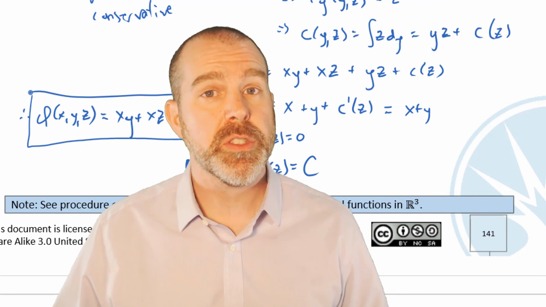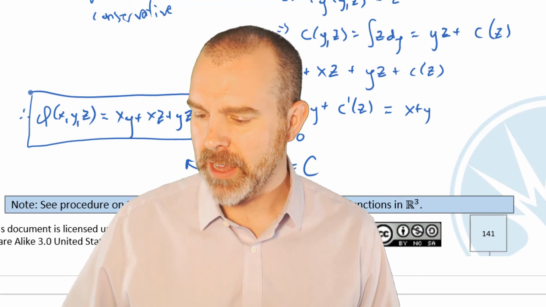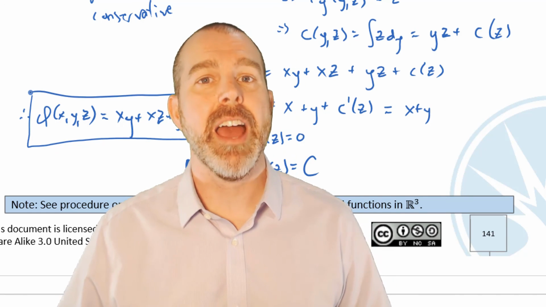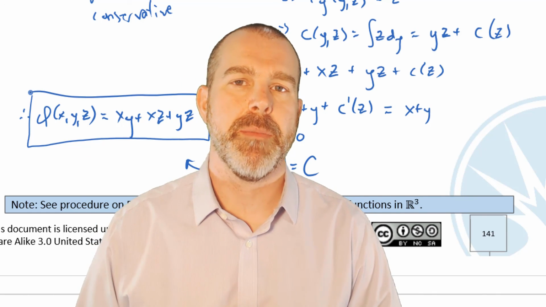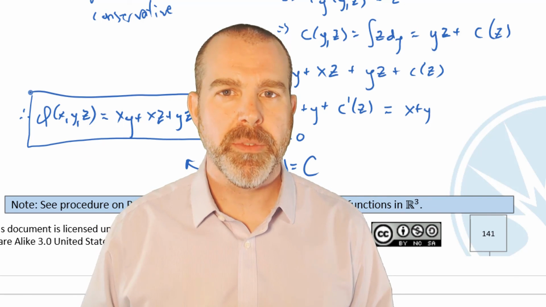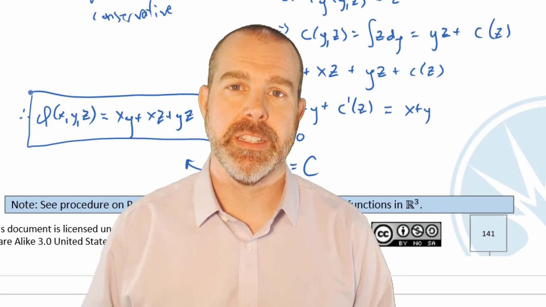Okay, so there is a full procedure in your textbook. I like to just use an example. I think that's easier. And so that is it for this video. In the next video, we'll dive into some deeper theories and some theorems that we can use to determine whether something is conservative, and then some important consequences if a vector field is conservative.